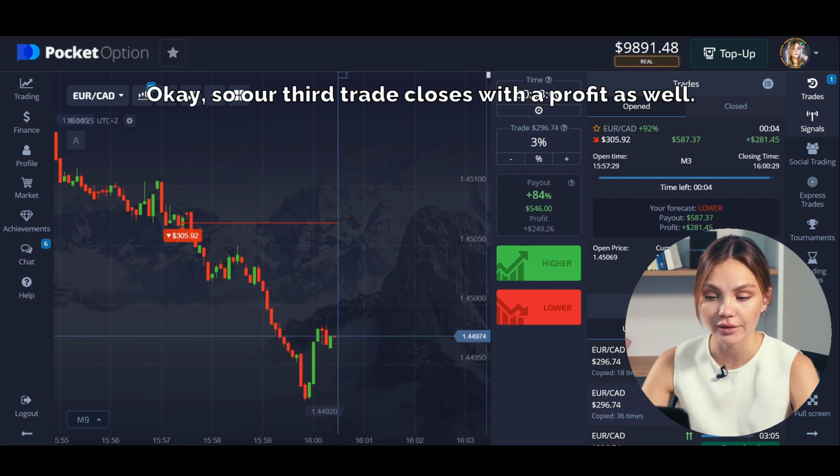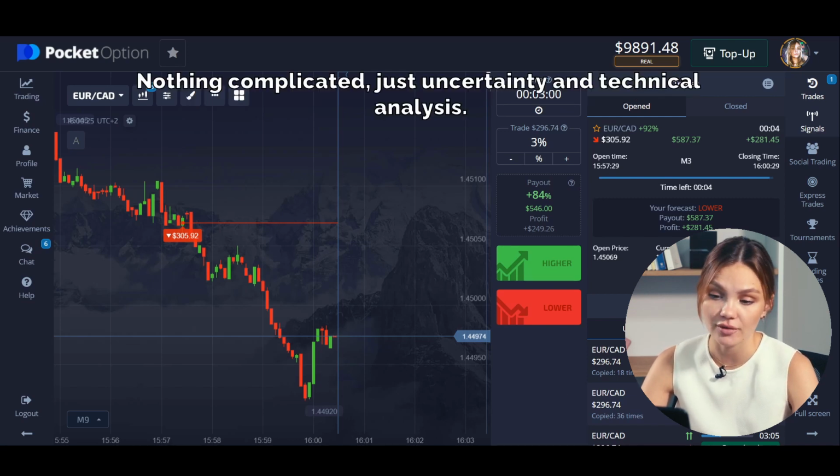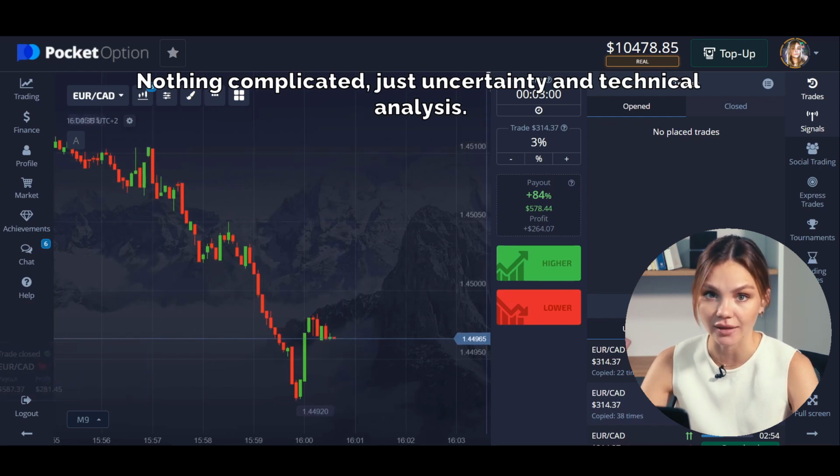Okay, so our third trade closes with a profit as well. Nothing complicated, just attentiveness and technical analysis.